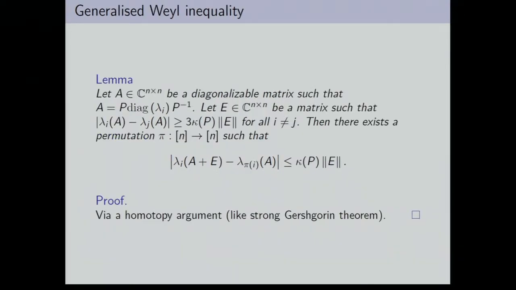So one of the things we have to do is prove a generalized Weyl inequality. So when you have a diagonalizable matrix and its eigenvalues are well spaced and then you perturb it, then you can come up with a mapping between the eigenvalues now, which is bijective here, and where the bijection doesn't change your eigenvalues much. So the proof of this is via a homotopy argument. If you know the Gershgorin theorem, there are certain strong variants of that. And you have to use something like that.